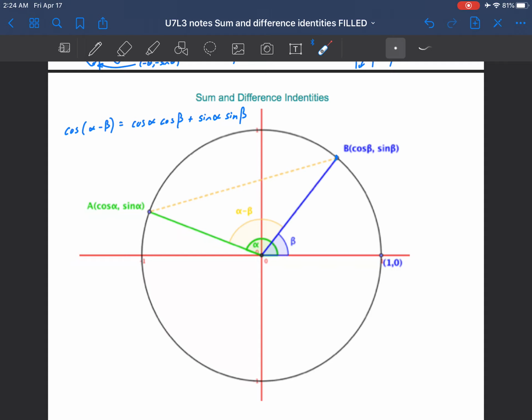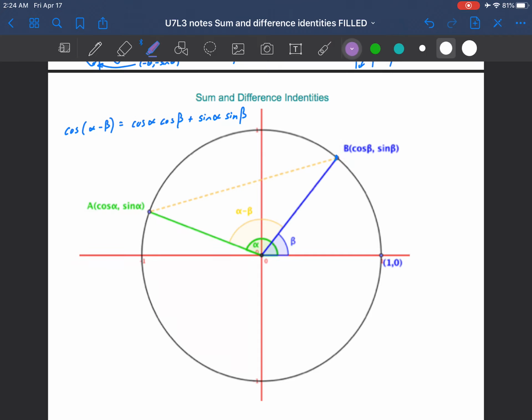Angle beta is in the blue. The coordinates of this point here, B, are cosine beta, sine beta. And now this yellow angle is the difference of angle alpha minus angle beta. And this dotted yellow line is the distance from point A to point B.